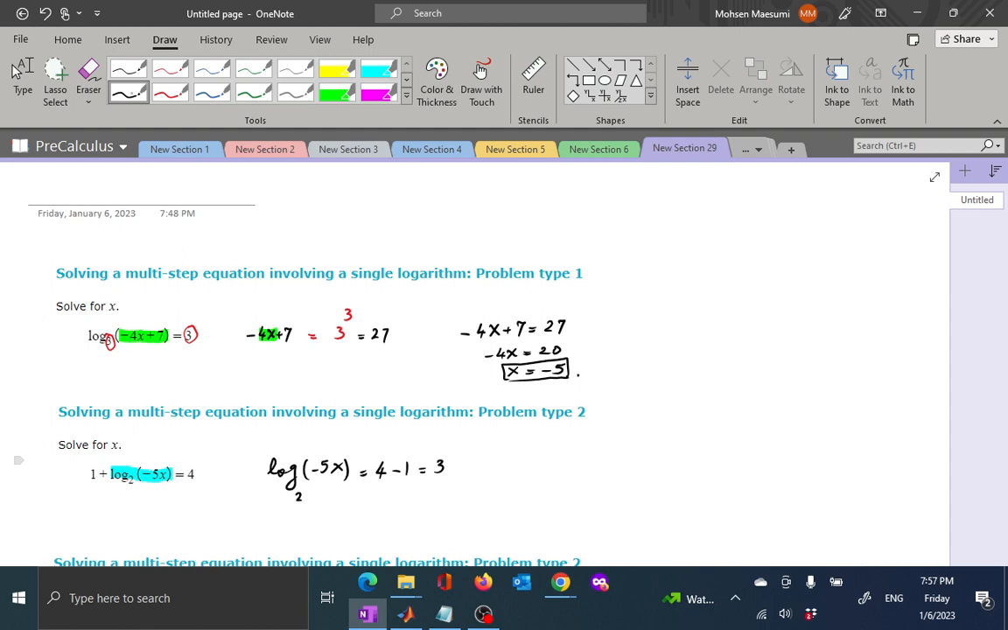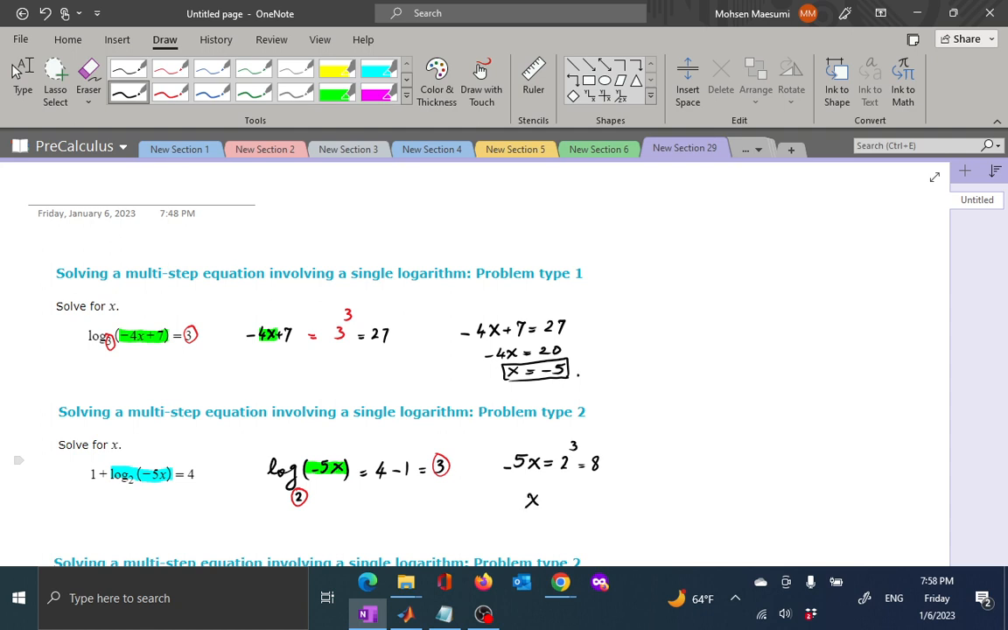So now you have logarithm of some number. We apply the same trick as before. Logarithm of some number in base 2 is 3. What is that number? That number had to be 8. How do you write it formally? You say minus 5x is equal to this base raised to the power of that exponent. So that is 2 to the power of 3, which is just 8.